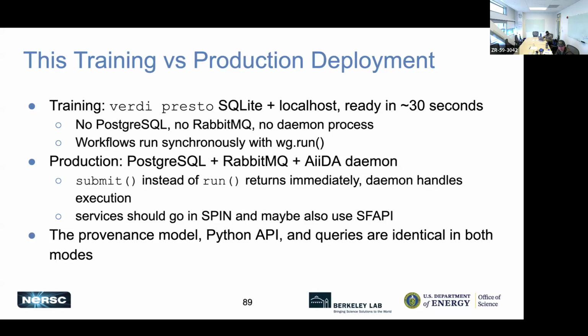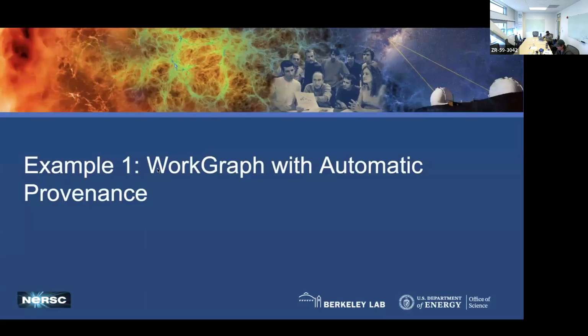And actually using the provenance model, like so many other things, the access is through the Python API primarily. And there's some command line, those verdi tools also have some visibility into this. That portion of the interface is the same whether you're using the training setup or the production setup. You don't have to learn a new set of tools for exploring the provenance when you upgrade to production.